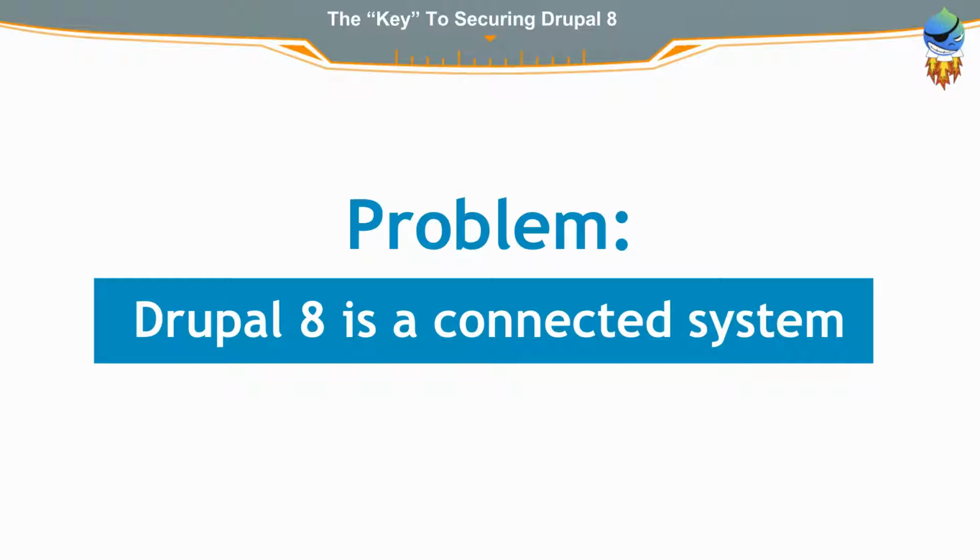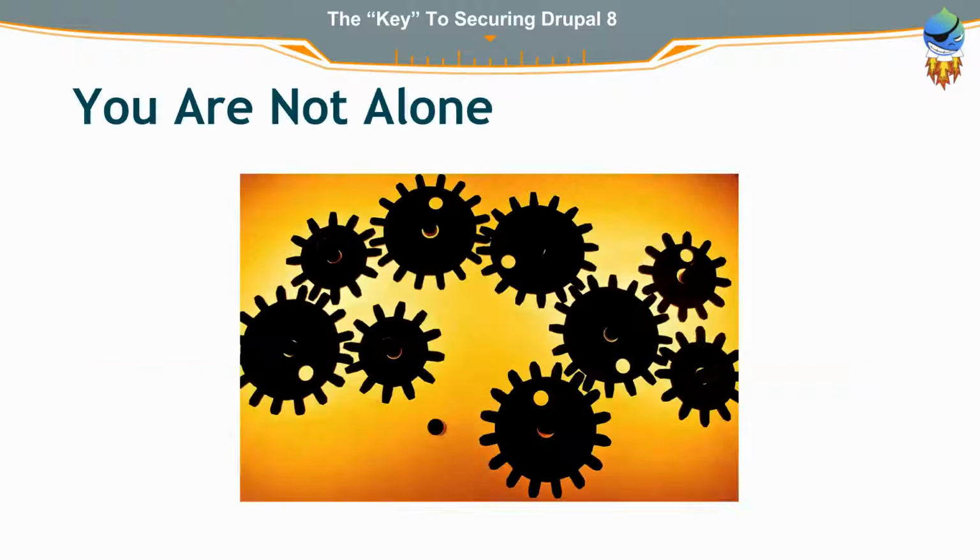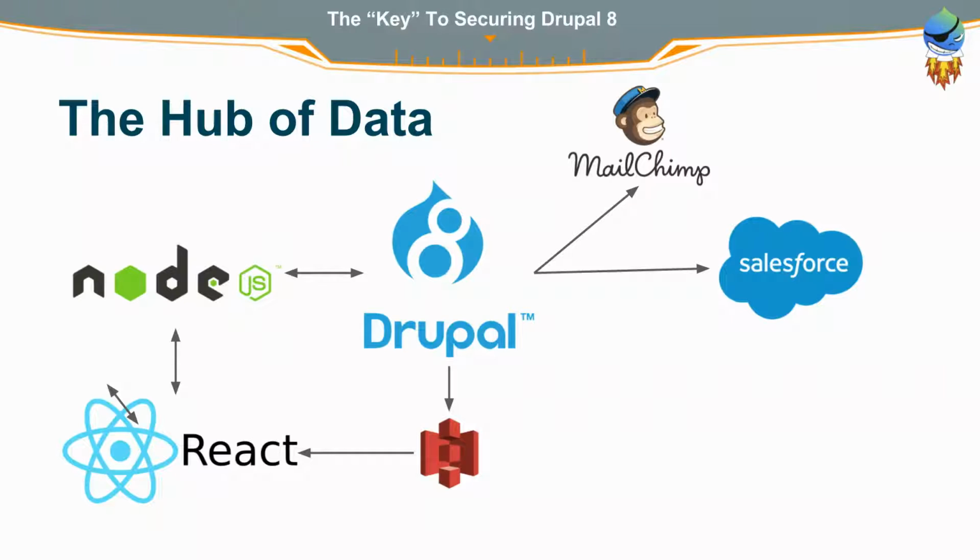The problem that we see more now with Drupal 8 is that it's a connected system, and a lot of people see that as a good thing, right? You're not alone in building your Drupal 8 site anymore. Your Drupal 8 site itself is not alone. I like to use this diagram of the cogs because you think you are just a small cog, but you're actually now connecting into so much more. It looks confusing to some folks, but this is actually a fairly normal setup now.